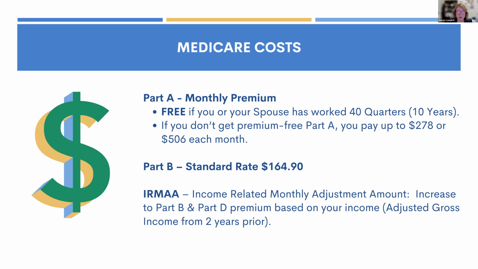IRMAA is an increase in both Part B and D, which is the drug plan, if you're a high income earner. So you'll get notified of this IRMAA adjustment, and they're looking back 2 years at your adjusted gross income. So let's look at the next screen. That's what I was going to.